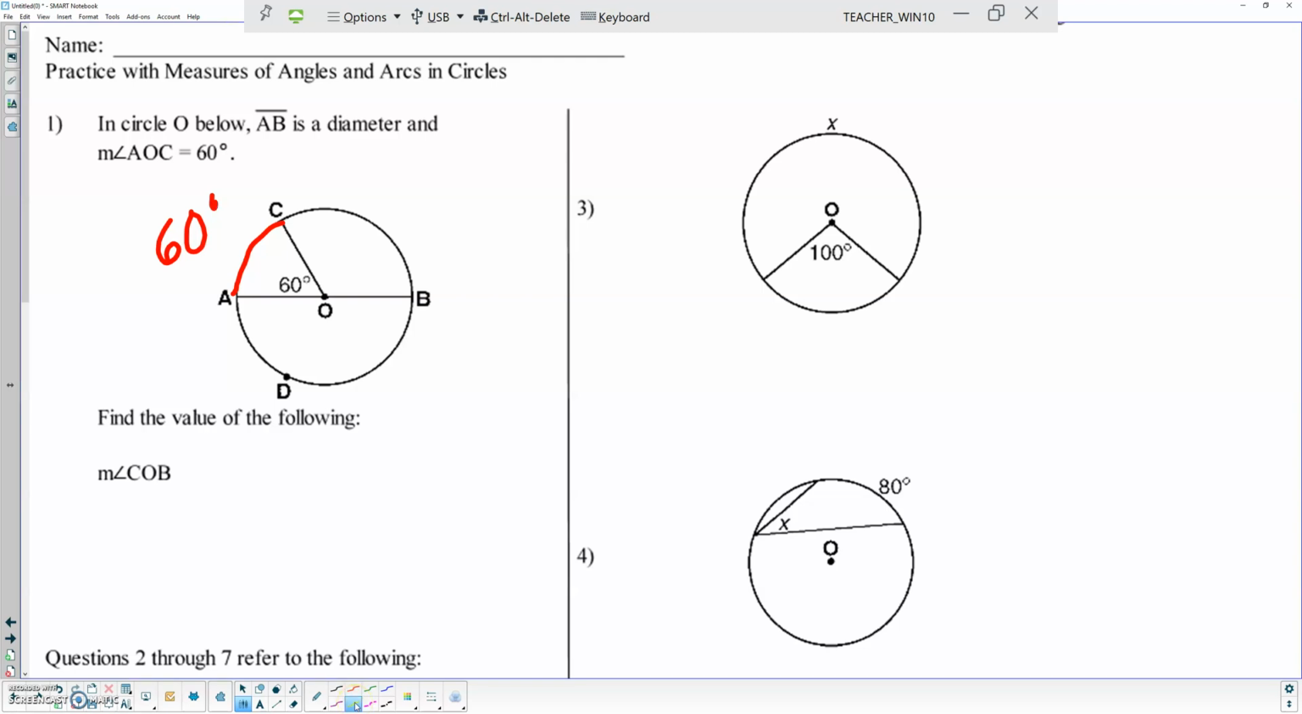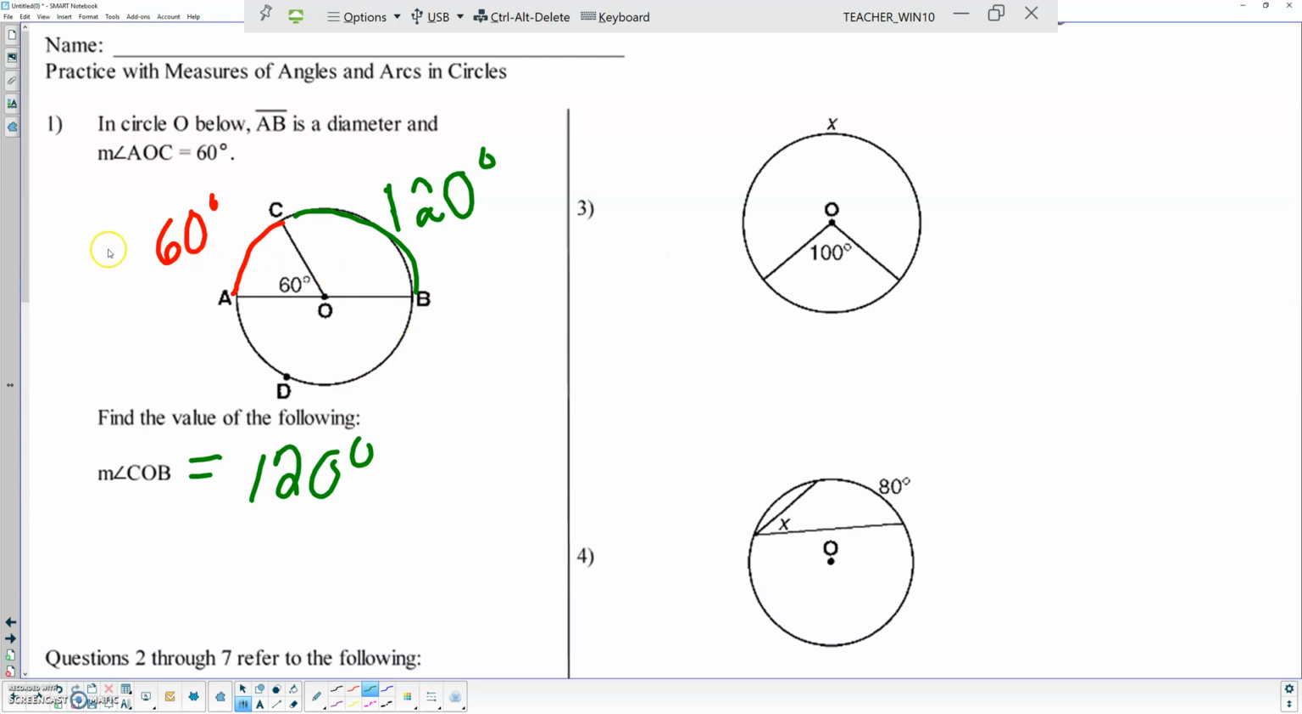Now they're asking for the measure of angle COB. Angle COB is also a central angle, so that's going to be equal to its intercepted arc. That angle intercepts arc CB. Since AB is a diameter, we know this is half a circle, and there's 180 degrees in half a circle. So arc CB has to be 120, which makes the measure of angle COB equal to 120 degrees.